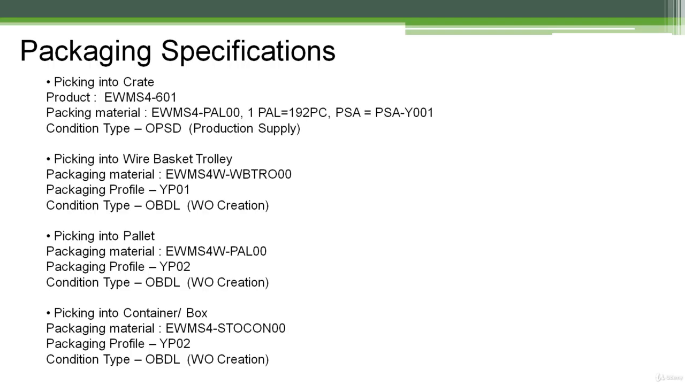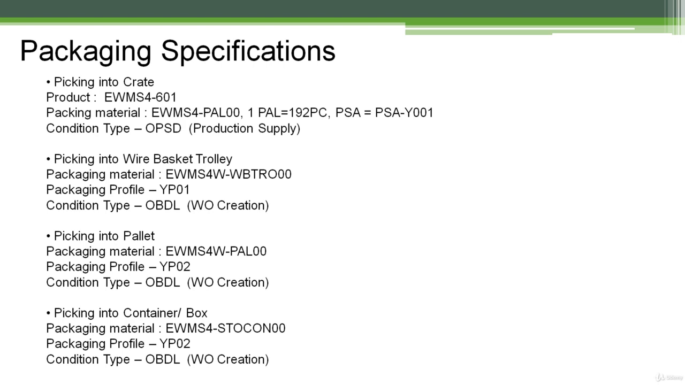Packaging specification. There are default packaging specifications created in the system for scenarios where we are going to pick on a wire basket, pick on a pallet or pick on a container. These packaging specifications are determined based on the packaging profile maintained in the warehouse order creation rule.